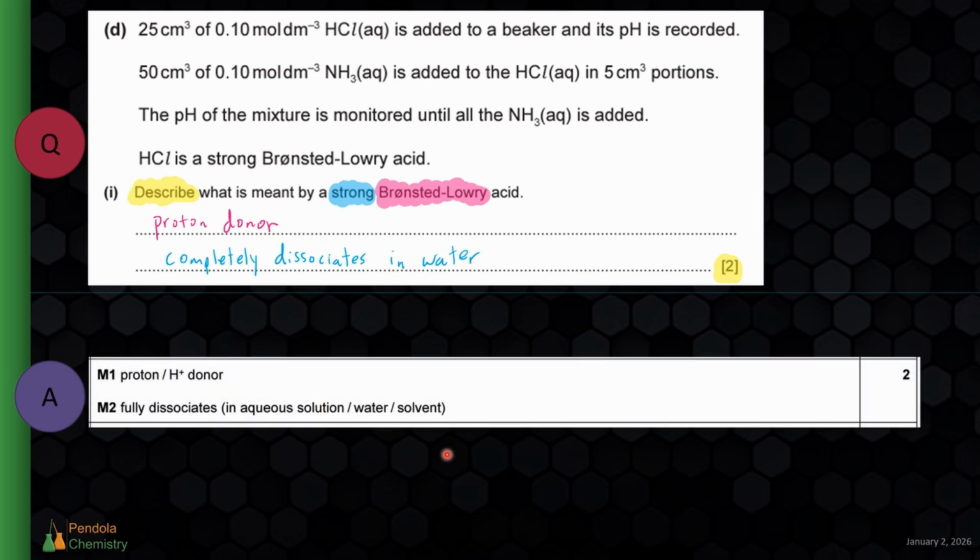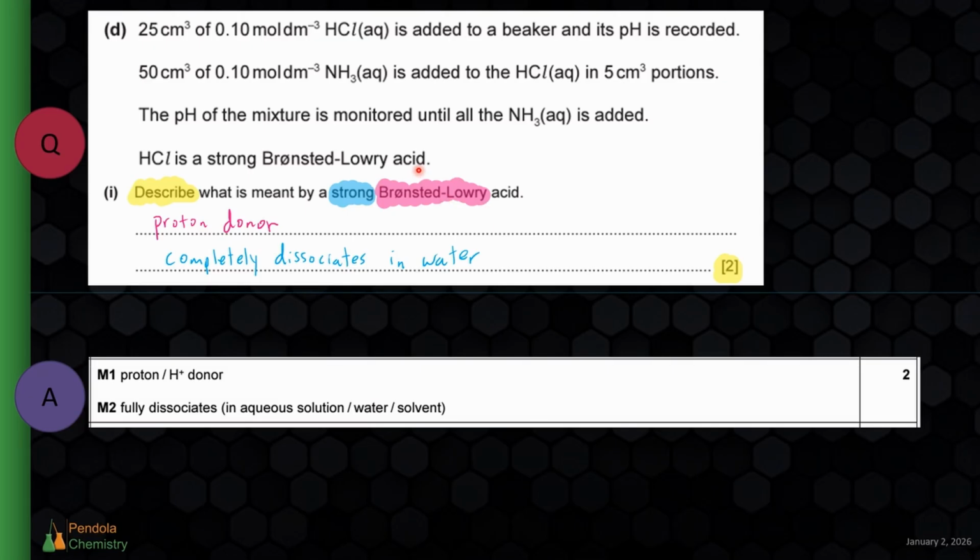If we look at the mark scheme, that's what our 2 points are for. One for stating what essentially a Brønsted-Lowry acid is, a proton donor or H+ donor. And then the second one is for stating what strong means, something that fully dissociates in aqueous solution or water or solvent. So this type of question you gotta be careful with because the number of points will give you an idea that there are 2 parts to this definition. And if we look at what it asks us to define, we can tell what those 2 parts are, the strong and the Brønsted-Lowry acid.